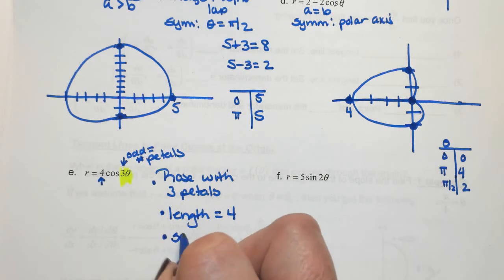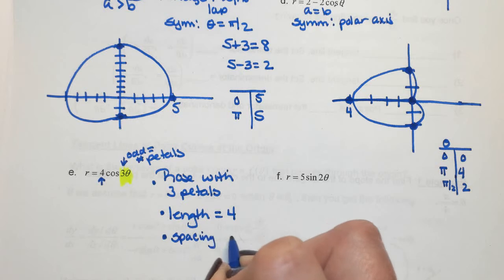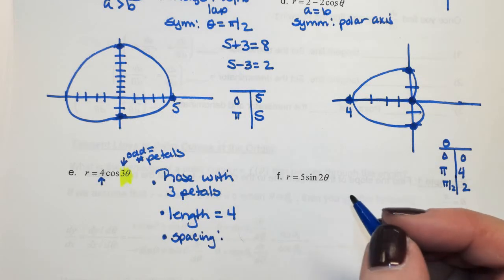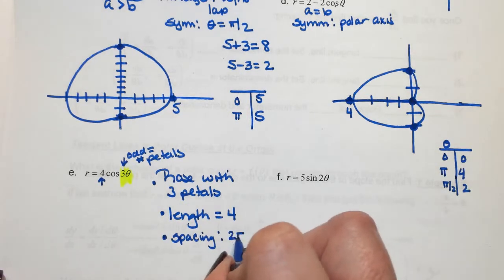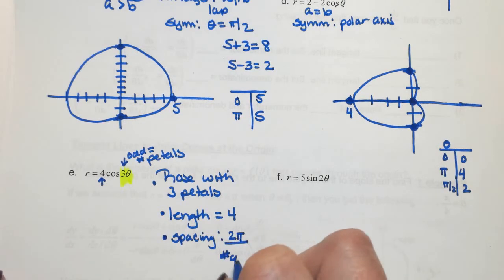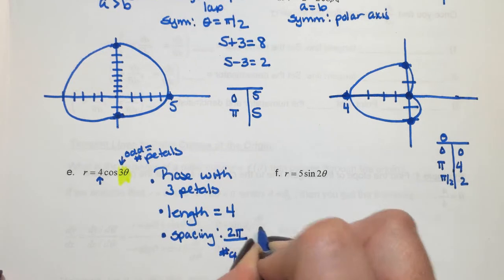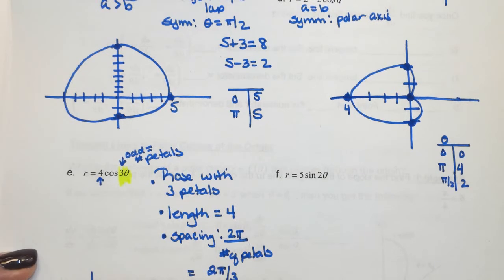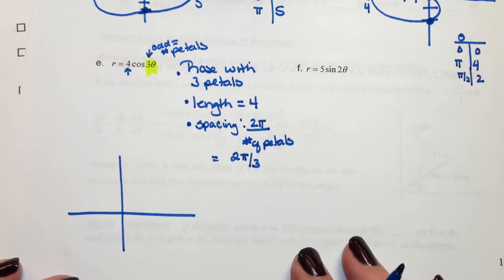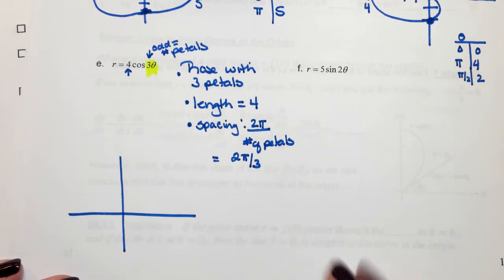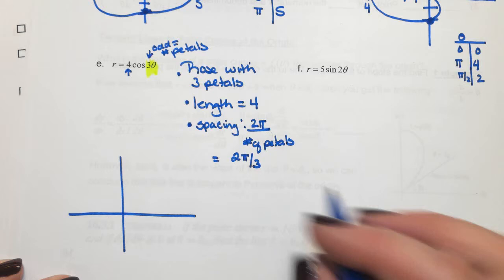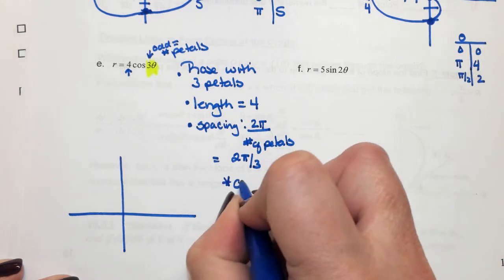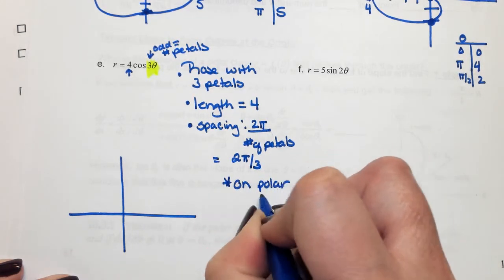Now you also want to know the spacing between the petals, so we can find the tip of one petal. You find the spacing by taking 2 pi and dividing it by the number of petals. So the spacing between each petal is going to be 2 pi over 3. All you need to do is find the tip of one petal, and then you can find out where the other petals are going to be located. If it is a cosine rose, you will always have a petal point on the polar axis.